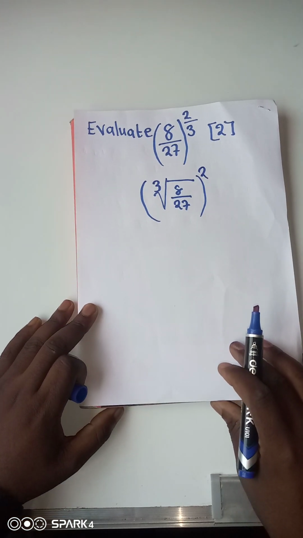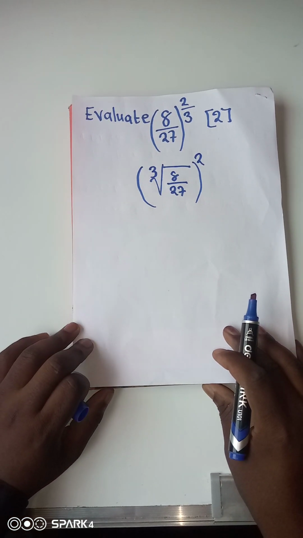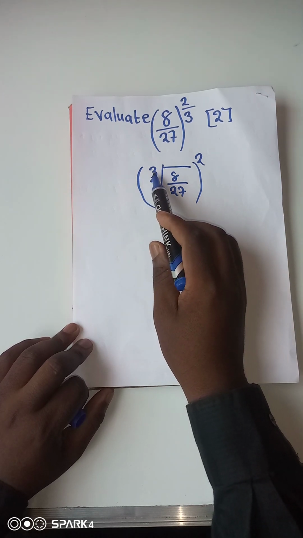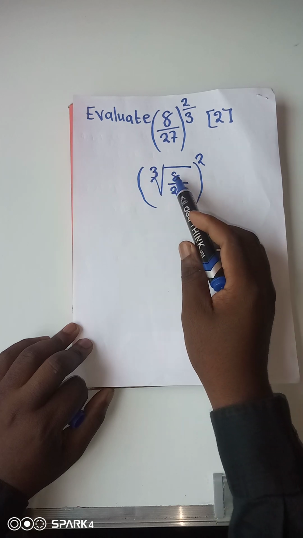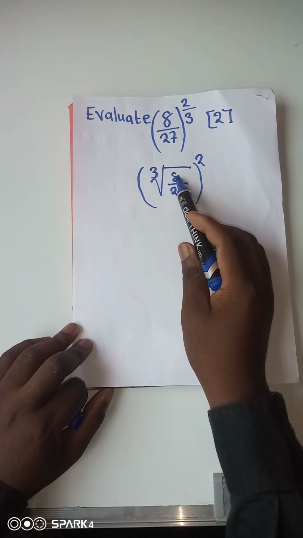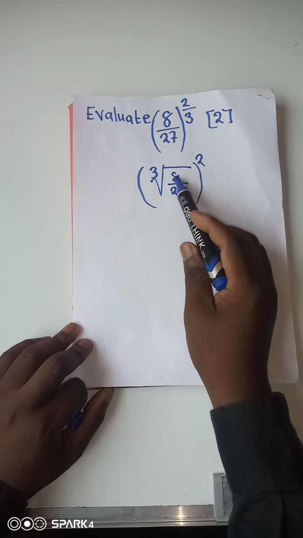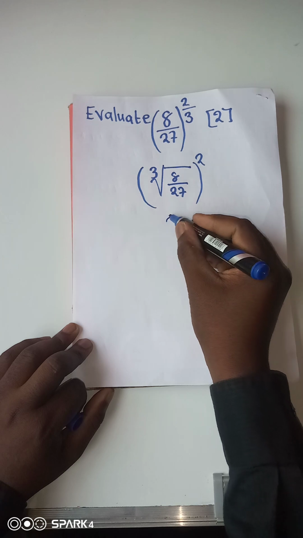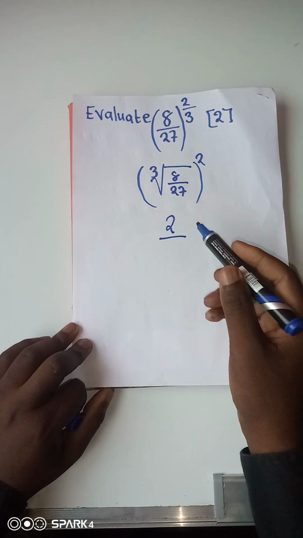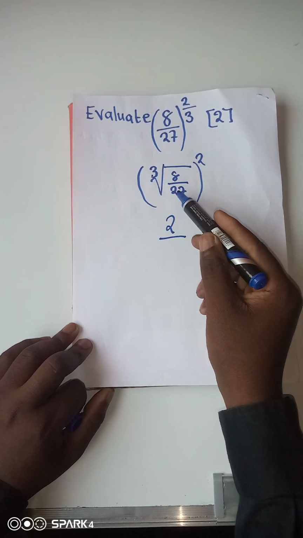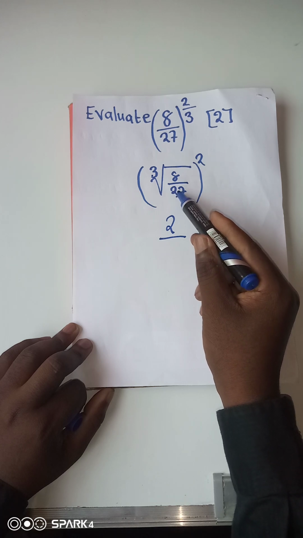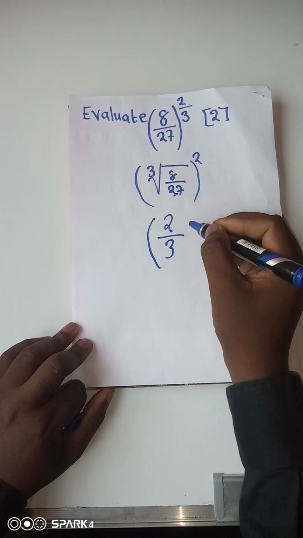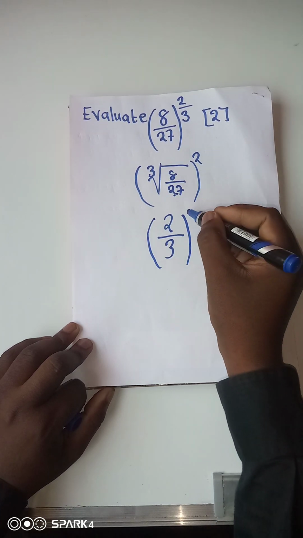This is a process that you have to do every time you are solving this question. And this 3, it's asking you to look for a number. When you multiply it 3 times, you have to get 8. So which number can you multiply 3 times to get 8? It's 2. You write 2 over. You come also down. Which number can you multiply 3 times to get 27? That number is 3. You put it like this, and there is a power.